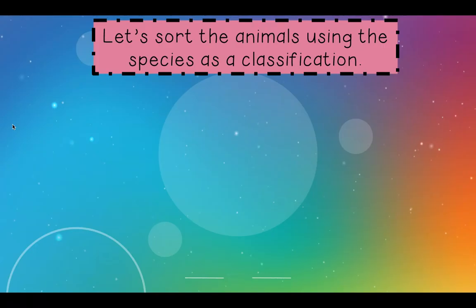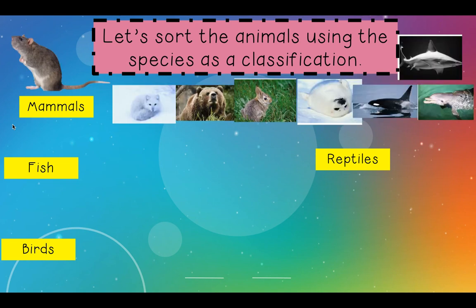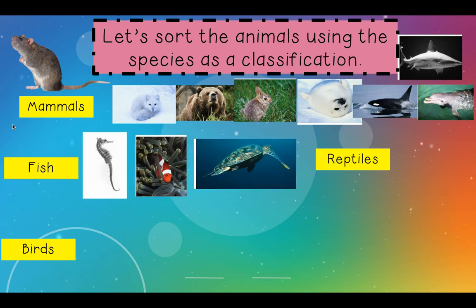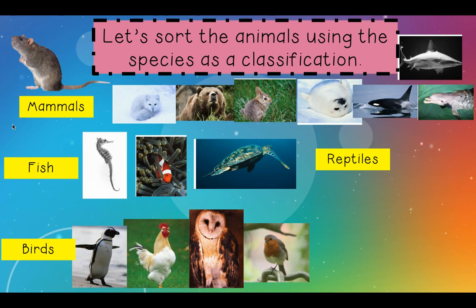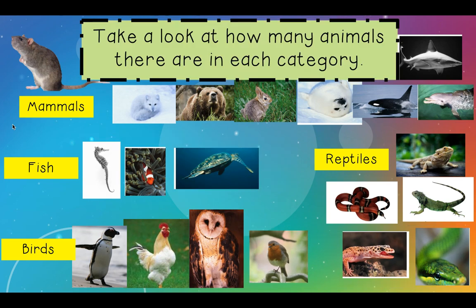So let's sort the animals using the species as a classification. Remember, our species include mammals, fish, birds, and reptiles. I've already sorted them for you. Here are all the mammals. Here are the fish, the birds, and the reptiles. Now let's take a look at how many animals there are in each category. If you want, you can pause the video and count it for yourself.